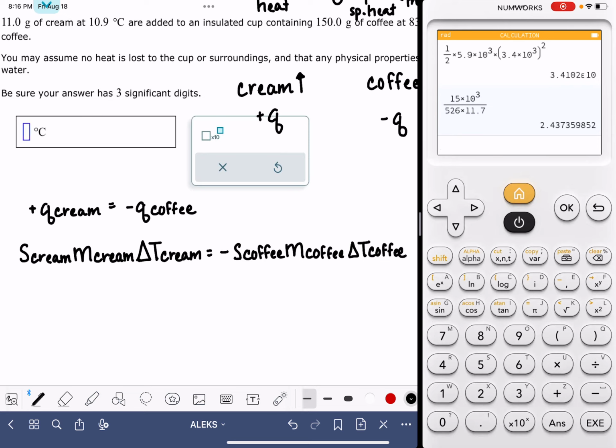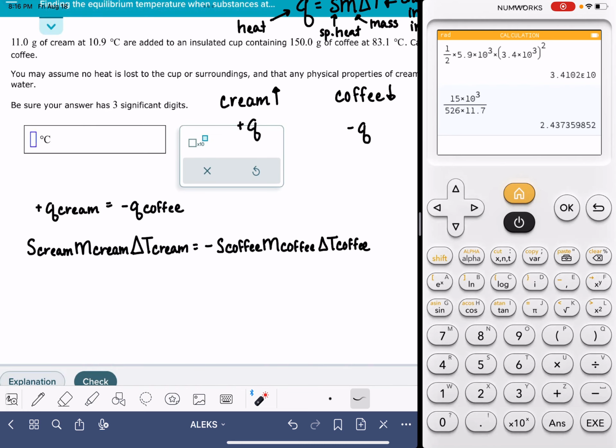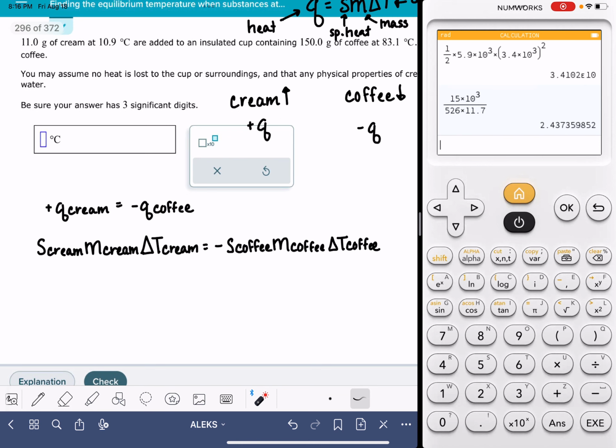Now, the problem is asking us to calculate the final temperature of the two objects, and that final temperature is embedded in this delta T. Delta T is not the final temperature. The final temperature, as I said, is in this delta T calculation, or this delta T variable, I should say. So we're trying to isolate and solve for T. But we've got quite a bit more work to do before we can do that.